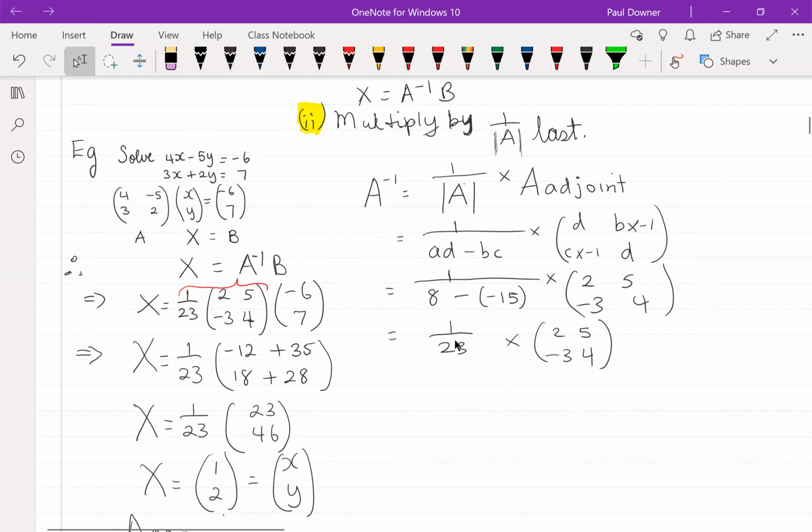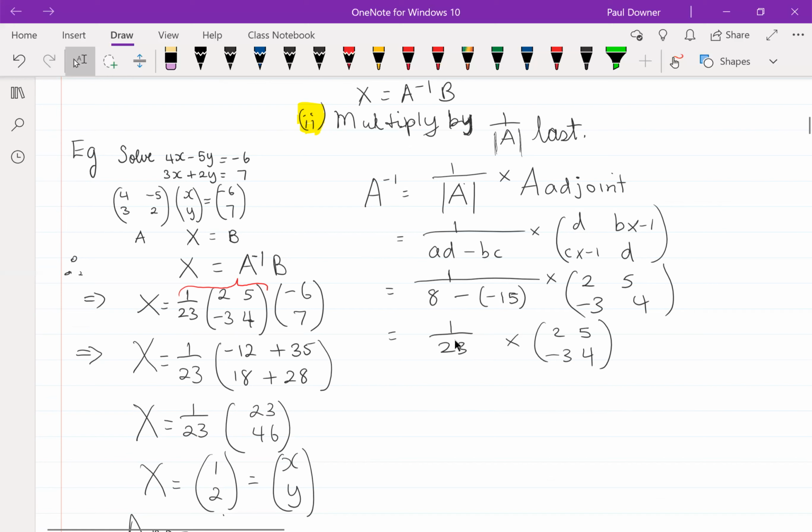So we're going to take this A to the minus 1, which we got to be 1 over 23 times 2, 5, minus 3, 4, and we're going to substitute it right here. This part, we're going to put it here: 1 over 23, 2, 5, minus 3, 4. That is coming in here for A to the minus 1, which we just calculated. And then we're going to put B in there. What is B? B is this one. B is minus 6, 7.